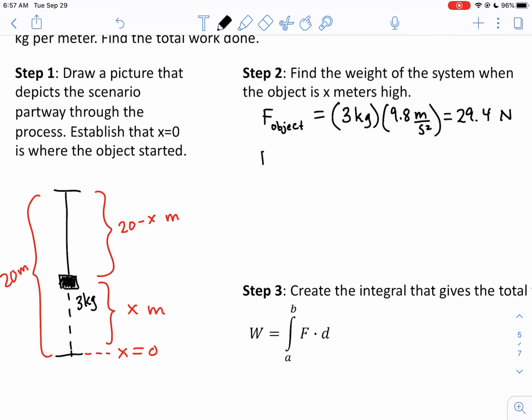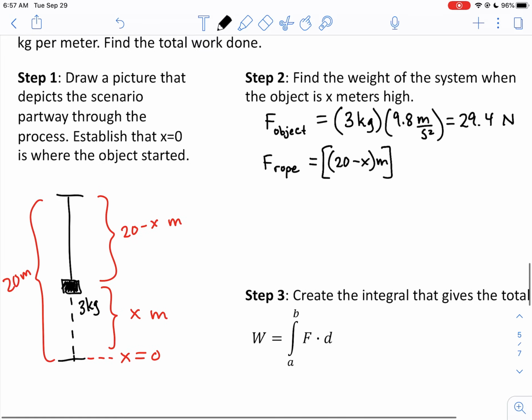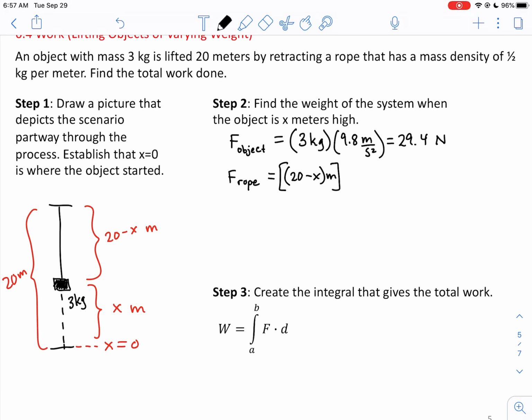Now we have to figure out, well, what's the force from the rope? How many meters of rope am I holding? I'm holding 20 minus x meters. I have to figure out how much mass of rope I'm holding. This is where the mass density comes into play. This rope has a mass density of 1/2 kilogram per meter. So we're going to multiply this by this 1/2 kilograms per meter.